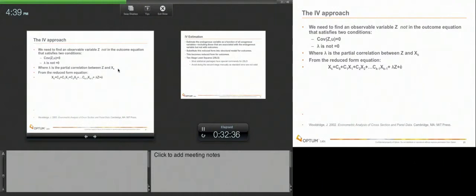The idea is to find a variable, that we'll call Z, that has a correlation with the endogenous variable. So let's say we're trying to estimate a treatment effect. We want to find something that's correlated with that treatment selection, but isn't correlated with outcomes.